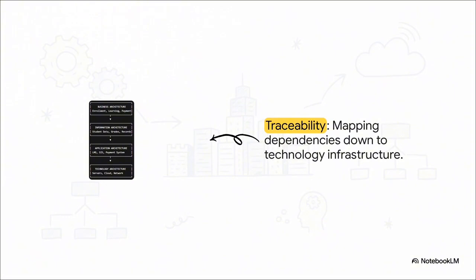Then we have traceability. Think of this as the ultimate digital domino effect, because everything is mapped out, from the highest business goals at the top down to the actual servers at the bottom. If a developer wants to change just a single database field name, they can explicitly trace the impact. The system flags exactly which mobile apps, delivery portals, and printers will break downstream before they even touch the code.